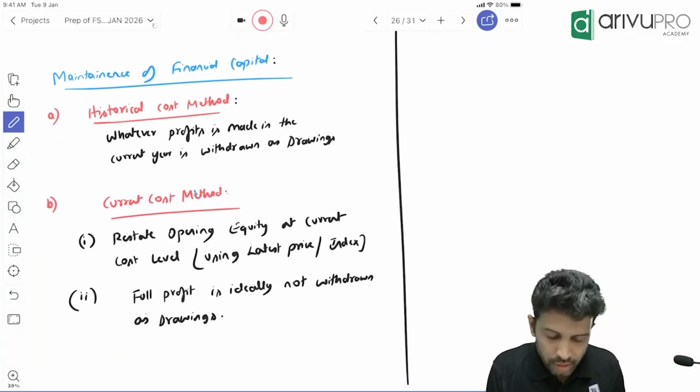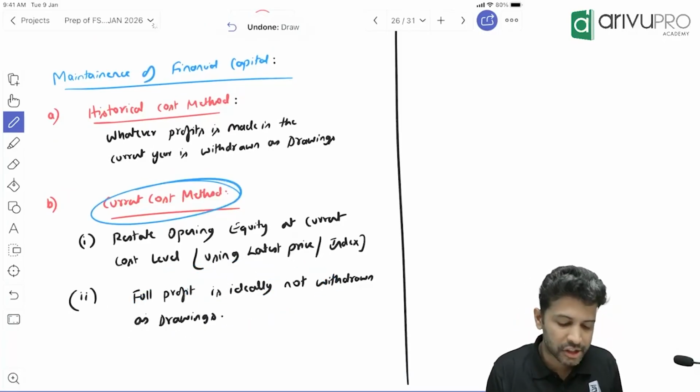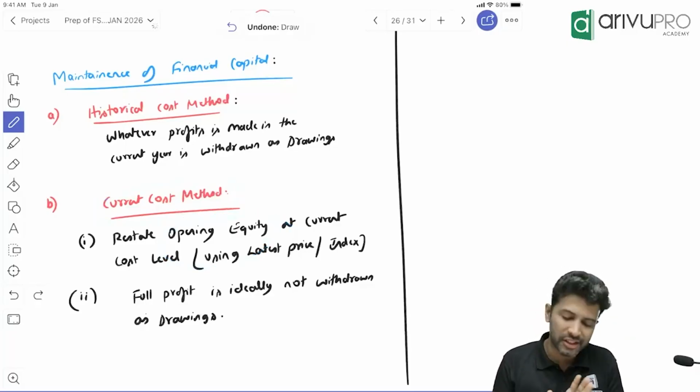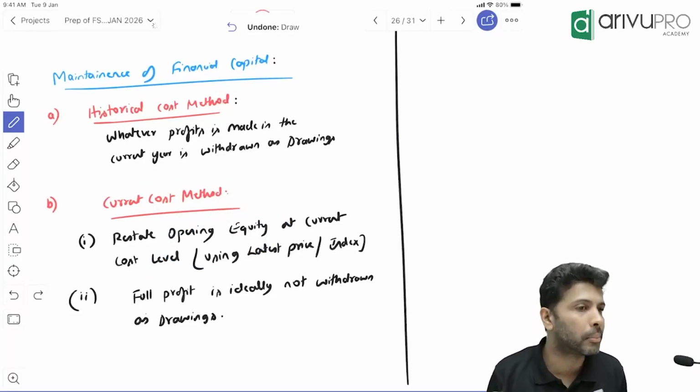Understood? So full profit ideally is not withdrawn as drawings under which method? Current cost method. Here we'll have to do something. What to do? This point you'll understand better when I do the problem. Can we look at that problem?